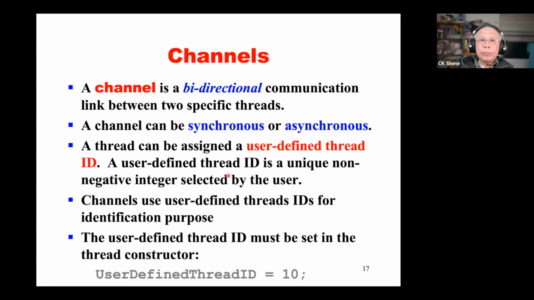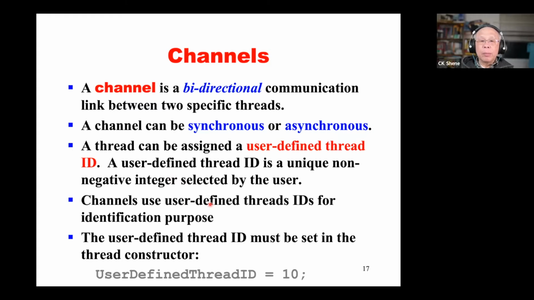Here, just like a process has an ID, ThreadMentor automatically assigns a thread an ID. But in order to make your programming effort easier, ThreadMentor allows you to assign a user-defined thread ID so that you can build channels between two threads easily. A user-defined thread ID is just a unique non-negative integer selected by the user. That is you, the programmer.